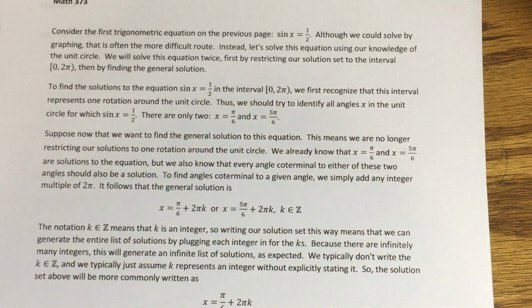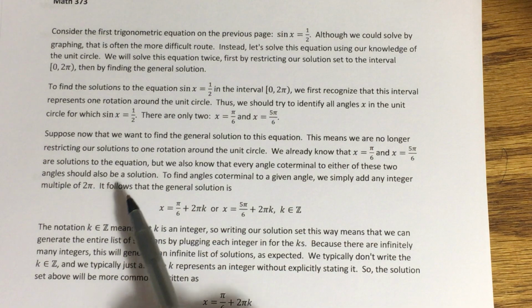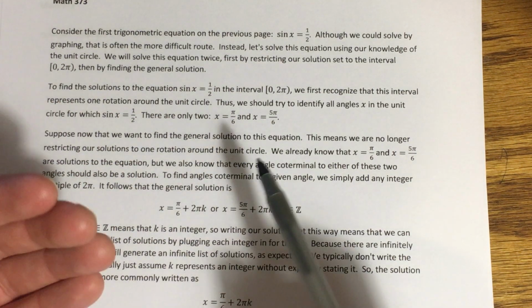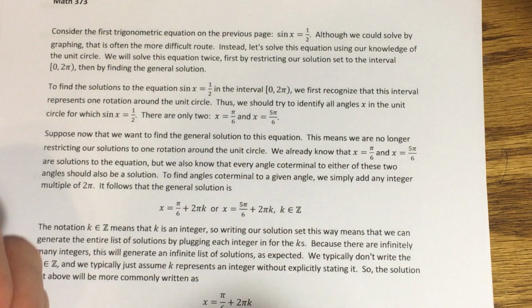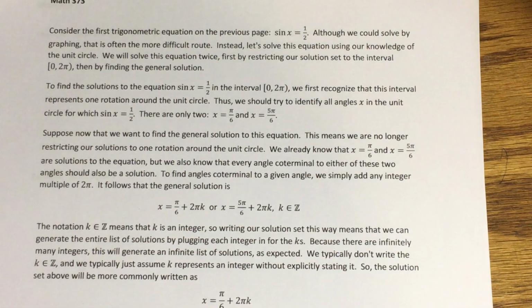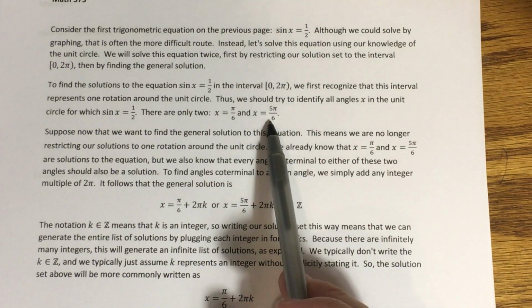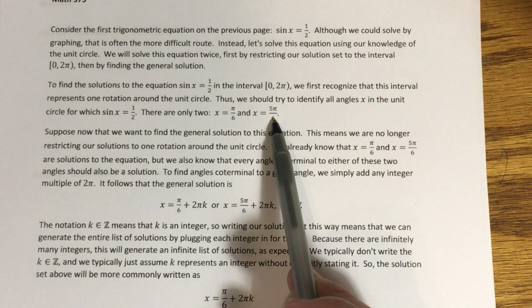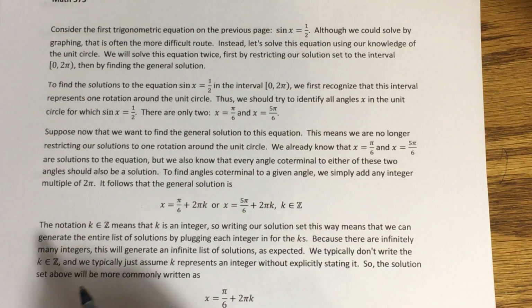The way that we're going to do that is to take our answer that we already got for solving sine of x equals 1/2 on the interval 0 to 2 pi, and then we're going to think of all the angles that are coterminal to those answers. Because any angle that's coterminal to pi over 6, the sine of that angle will still equal 1/2, based on what we learned in chapter 7 about these trigonometric functions. Similarly, any angle that's coterminal to 5 pi over 6 will also be a solution for the same logic.